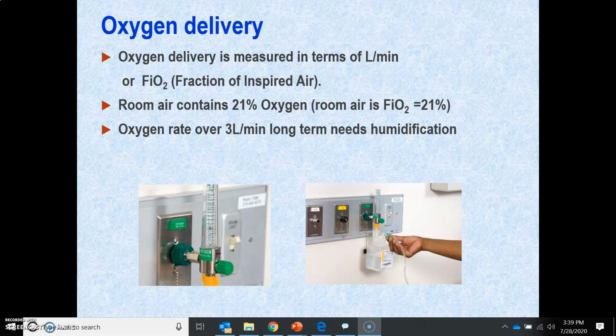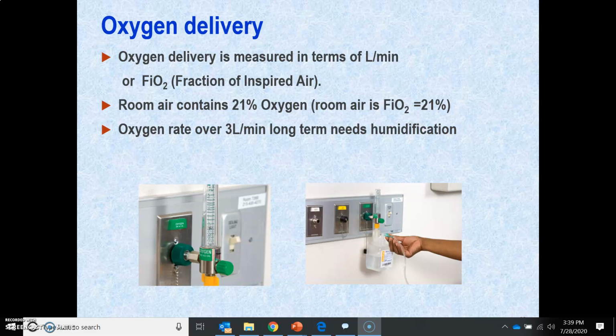Oxygen rates over 3 liters a minute long term need humidification. So if your person's going home and they're on 3 or 4 liters of oxygen a minute, it wouldn't hurt to put some humidification on them. It's not needed at 3 liters unless we're doing long term issues here. It tends to dry the nose out, which then has skin breakdown, nose bleeds, the whole 9 yards.